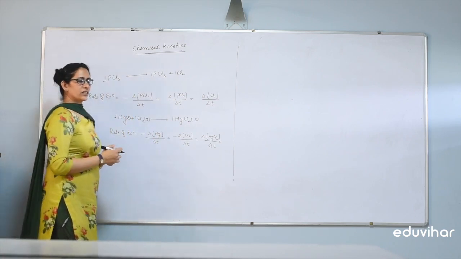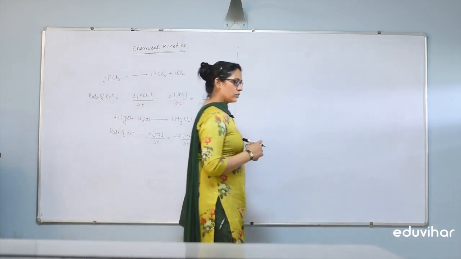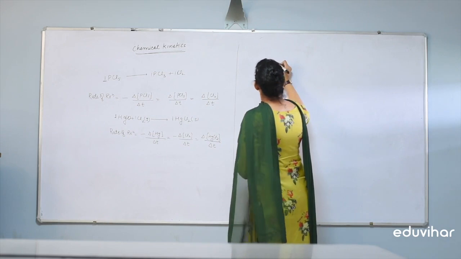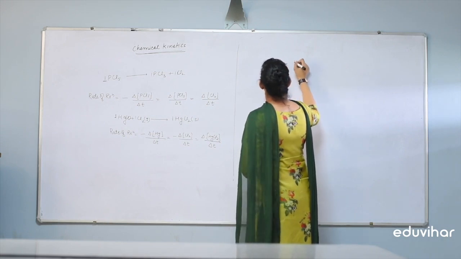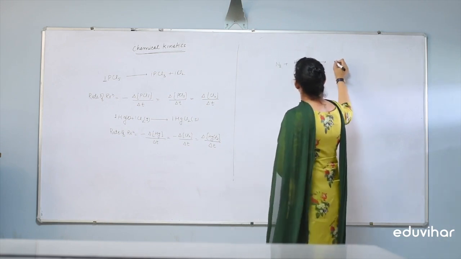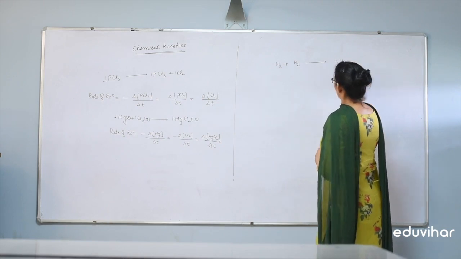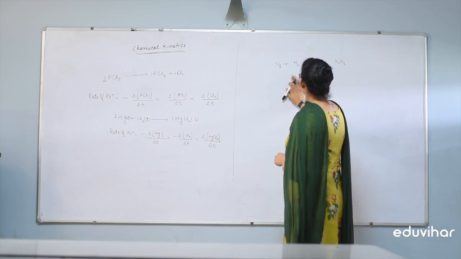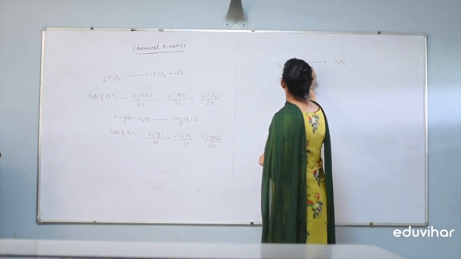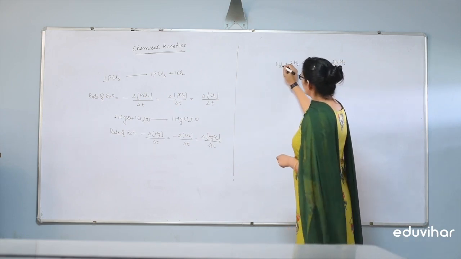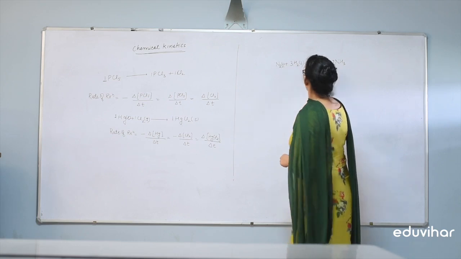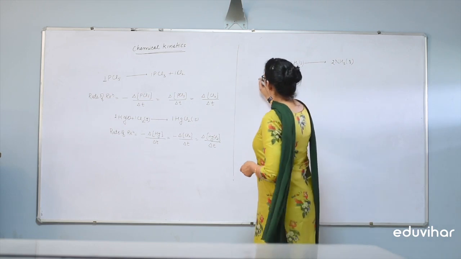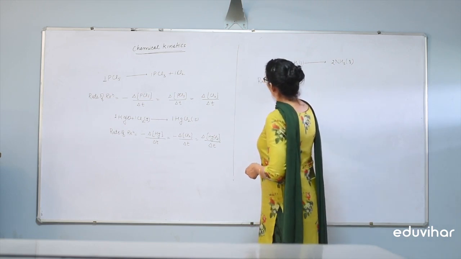If we have some reaction in which the stoichiometric coefficient is not 1, for example, N2 plus H2 changes into ammonia. If I balance this reaction, this is the balanced reaction. How can we write down the rate of reaction?